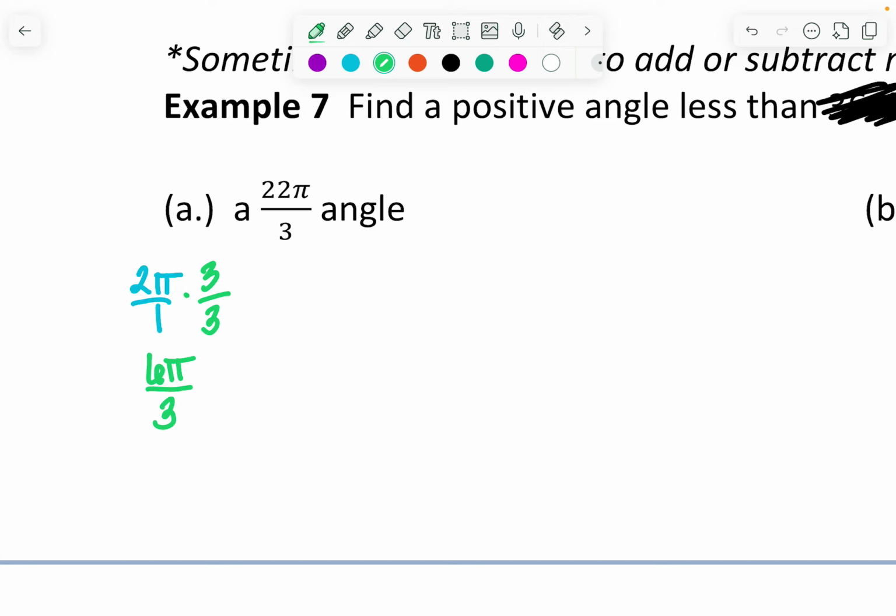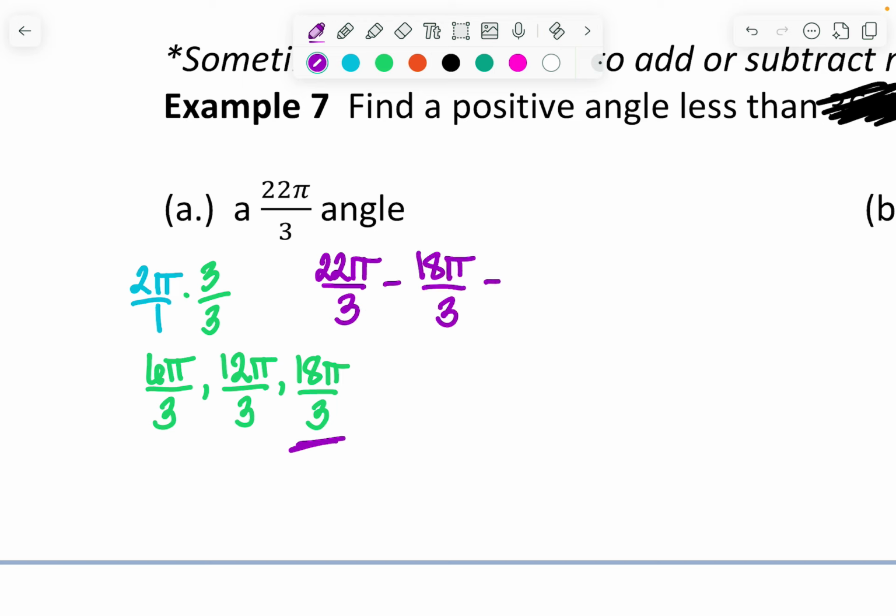Or we can start thinking about multiples of 2 pi. So 6 pi over 3 is 1. If I multiply that by 2, I get 12 pi over 3. So that might be enough. 22 minus 12 is going to be 10. 10 divided by 3, still bigger than 2. Add another 6 pi to that, 18 pi over 3. 22 minus 18 is 4. And 4 divided by 3 is less than 2. So that is the one that we want. So 22 pi over 3 minus 18 pi over 3 gives us 4 pi over 3.